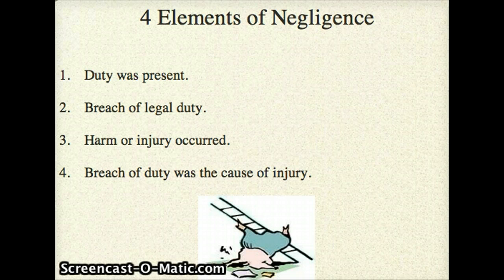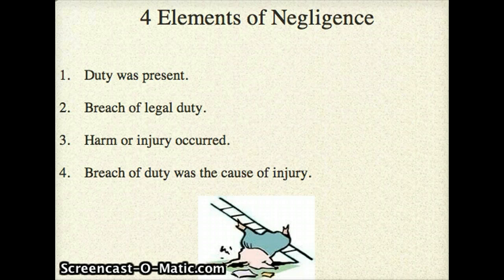I'm not a good swimmer. I couldn't teach anyone to swim. So I probably shouldn't be instructing kids how to swim. But if I did, and harm or death occurred, I would be held liable. Number 3, was there harm or injury? If there is no harm or injury, there's probably no negligence.